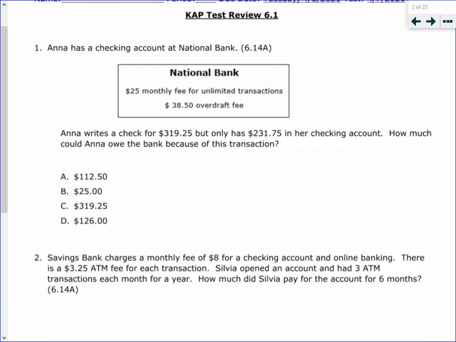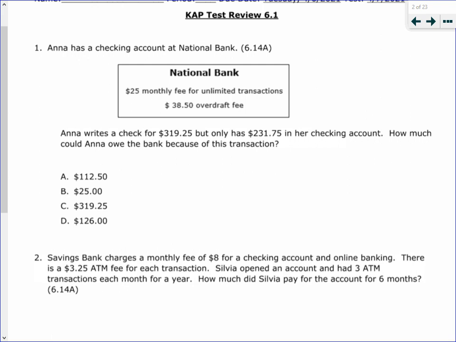Anna has a checking account at National Bank. As you can see, there's a $25 monthly fee for unlimited transactions. I'm assuming she's already paid that. And a $38.50 overdraft fee. So if she doesn't have enough money, then they will charge her that. Anna writes a check for $319.25, but only has $231.75 in her checking account. How much could Anna owe the bank because of this transaction?